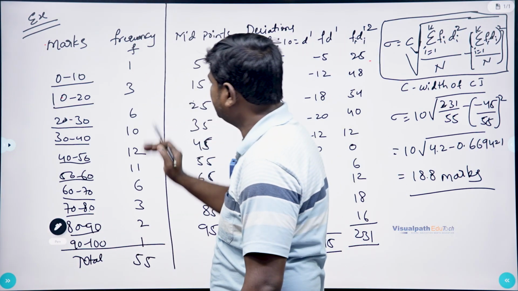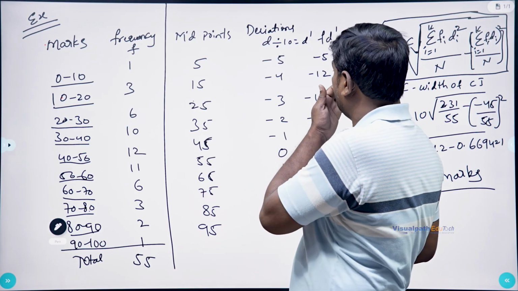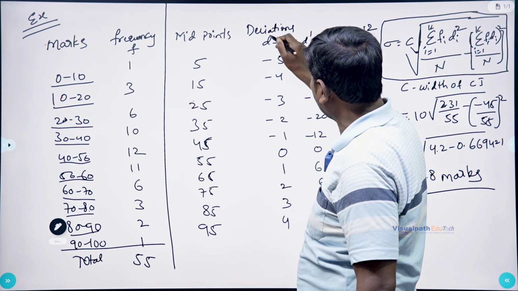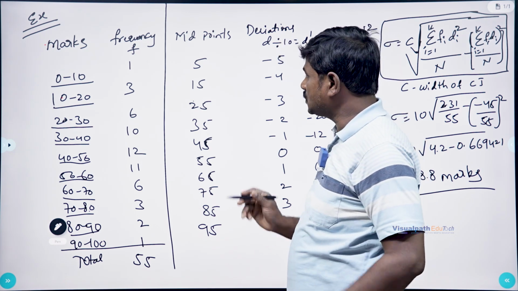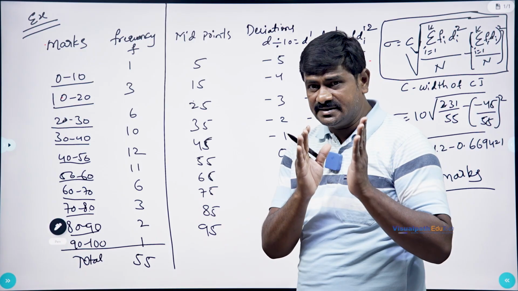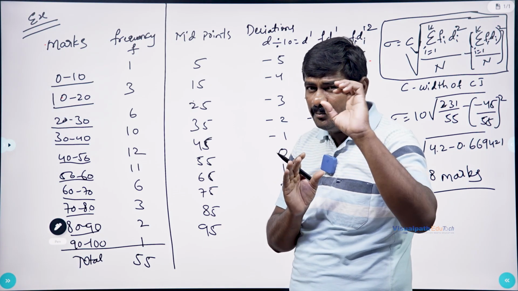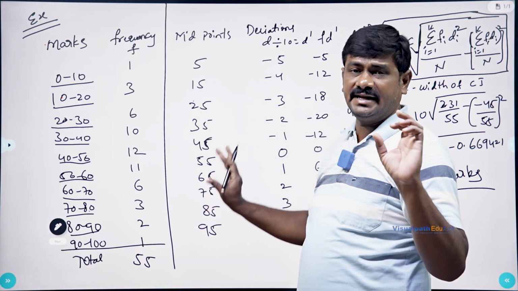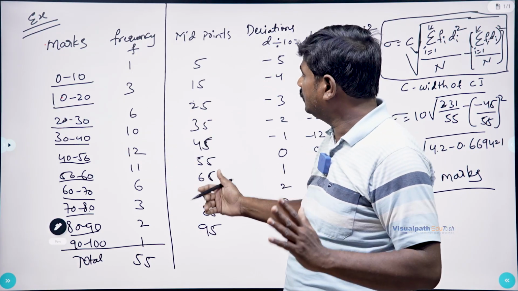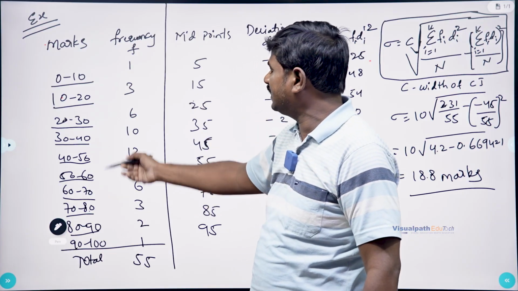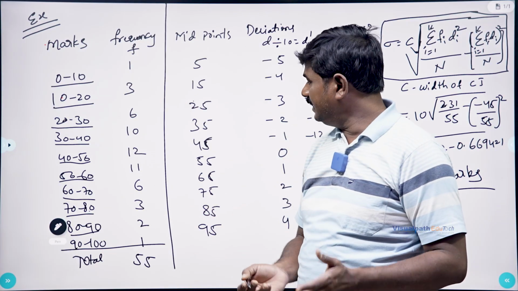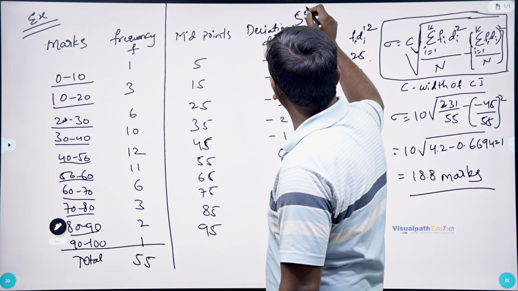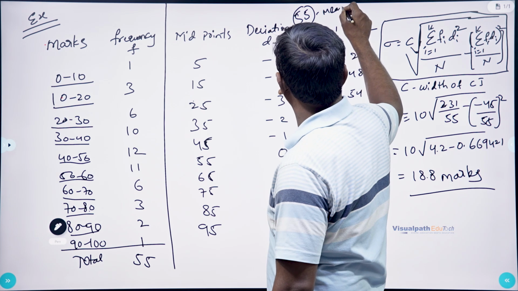After calculating these midpoints, what do we have to do? We have to calculate the deviation, that is, the deviation divided by 10. For this purpose, we have to select one mean, any one mean, that is, we have to assume a mean. Any value between 0 and 100 can be taken as the mean. So here we are assuming that 55 is our mean value.